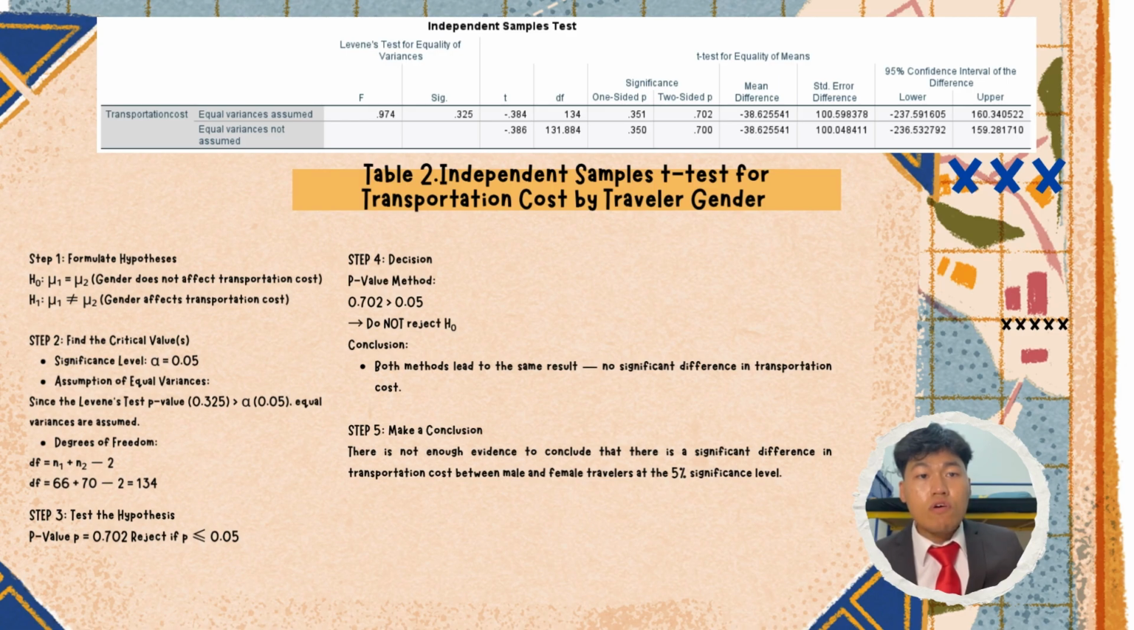Therefore, we conclude that there is no significant difference in transportation costs between male and female travellers. The observed difference of approximately 38 ringgit is not large enough to be considered statistically significant. That concludes my presentation for Objective 2. Thank you.